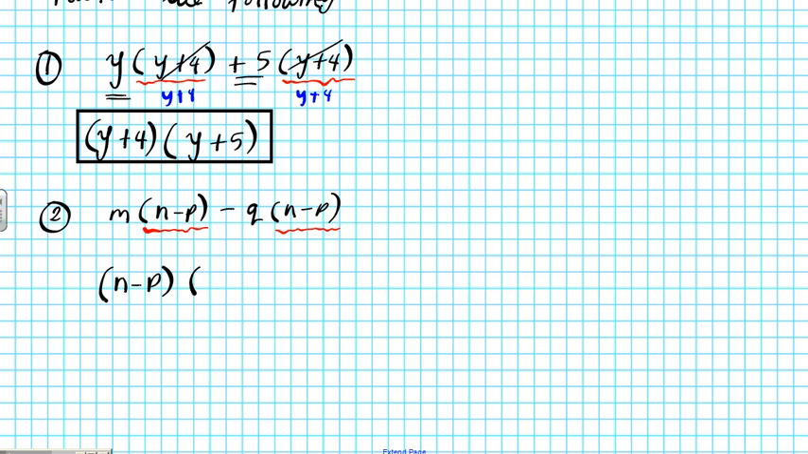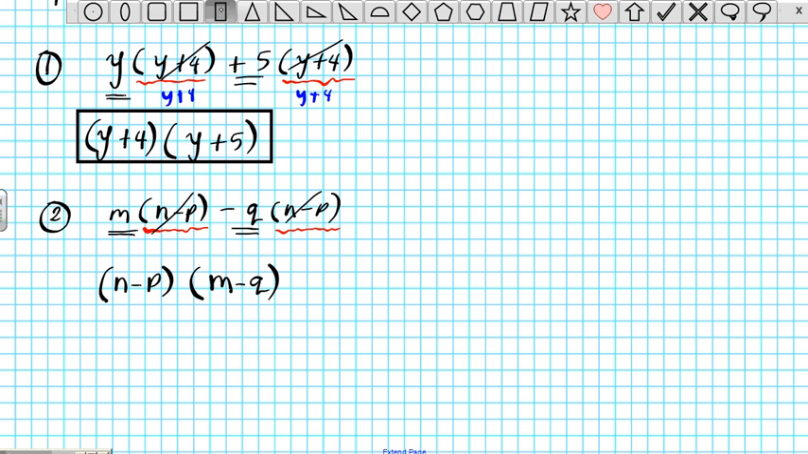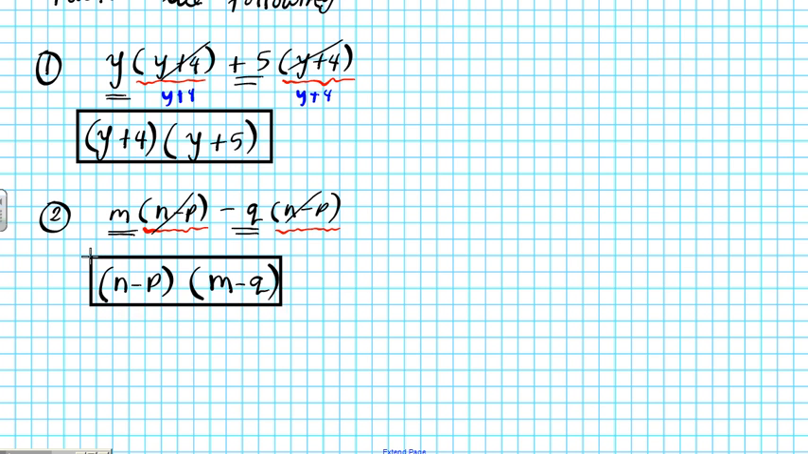After factoring it out, this and this are both gone. And what are you left with? You're left with m and my negative q. So in this parenthesis, what's left after you factor out the common terms is m minus q. So there goes your answer. The more of these problems you do, the better you get, so you can do a lot of these steps mentally. You don't have to actually write it down. Let's try another example.